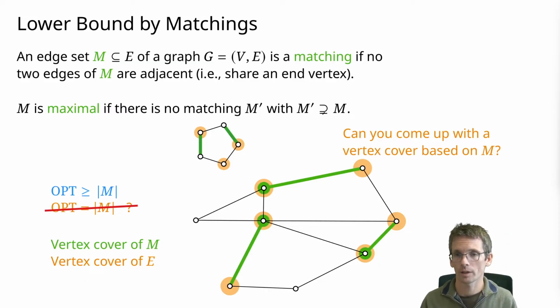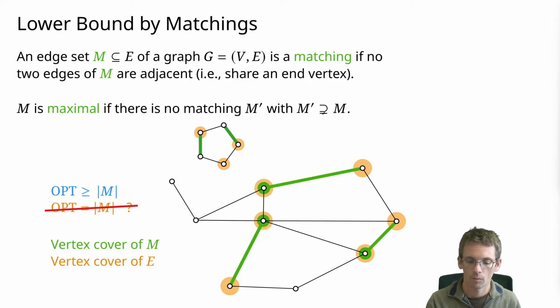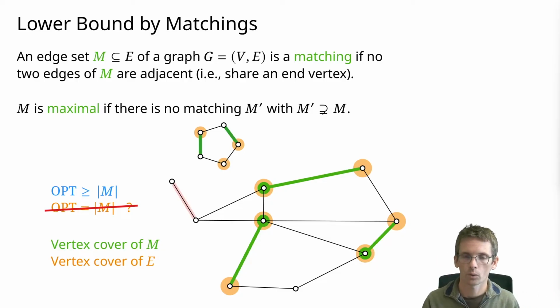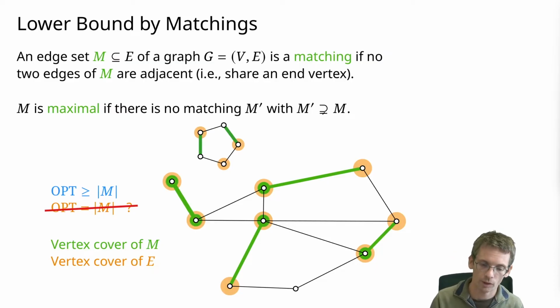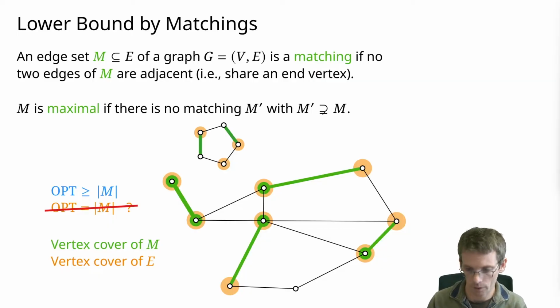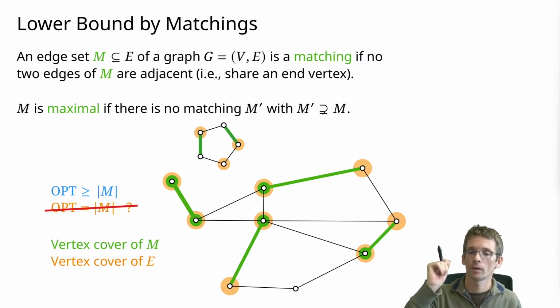Why is that the case? Assume there's an edge that is not covered. That means that both endpoints are not incident to any of the vertices of the matching edges, so something like this. But this means that we could have actually added this edge to our matching. So the matching was not maximal. If you have a maximal matching, then taking both endpoints for each of the edges in the matching gives me a vertex cover. And that's our algorithm. Compute a maximal matching, take both endpoints of each of the edges.